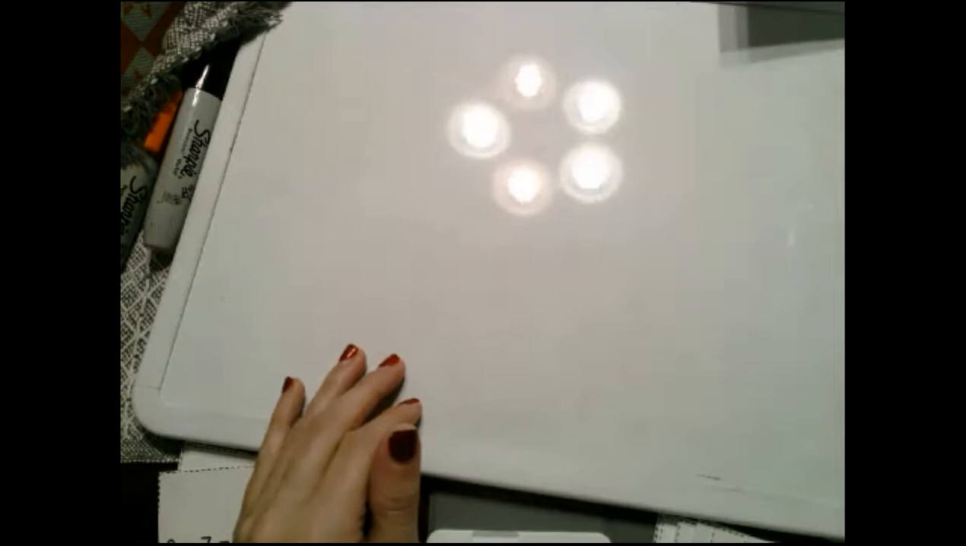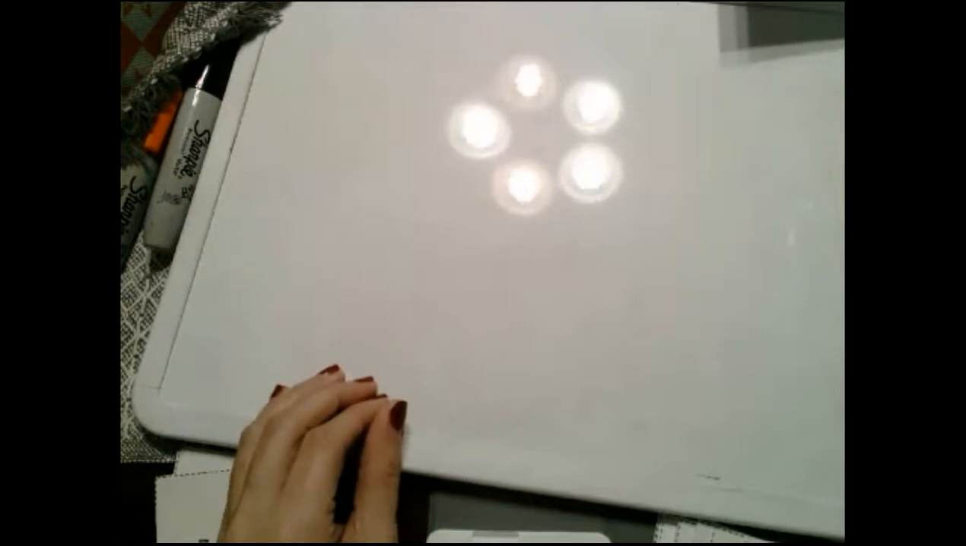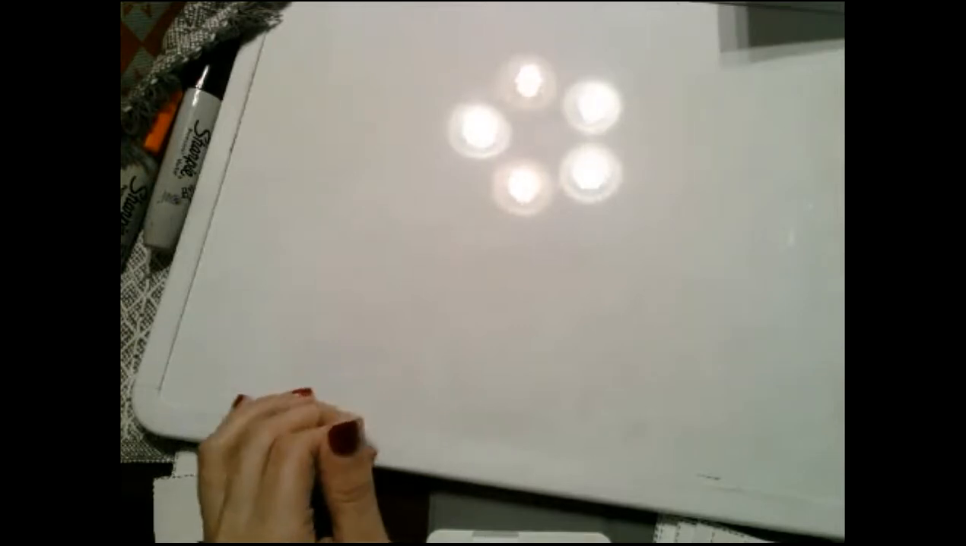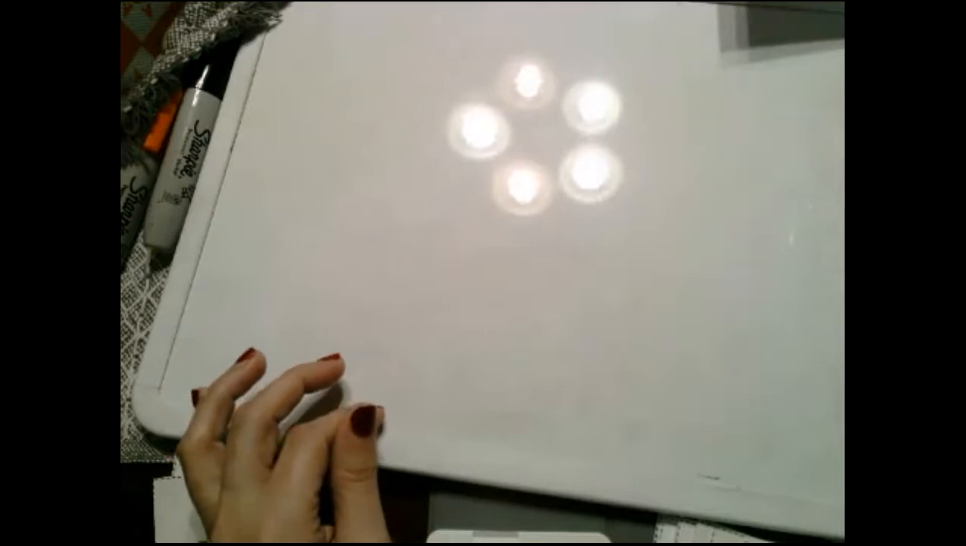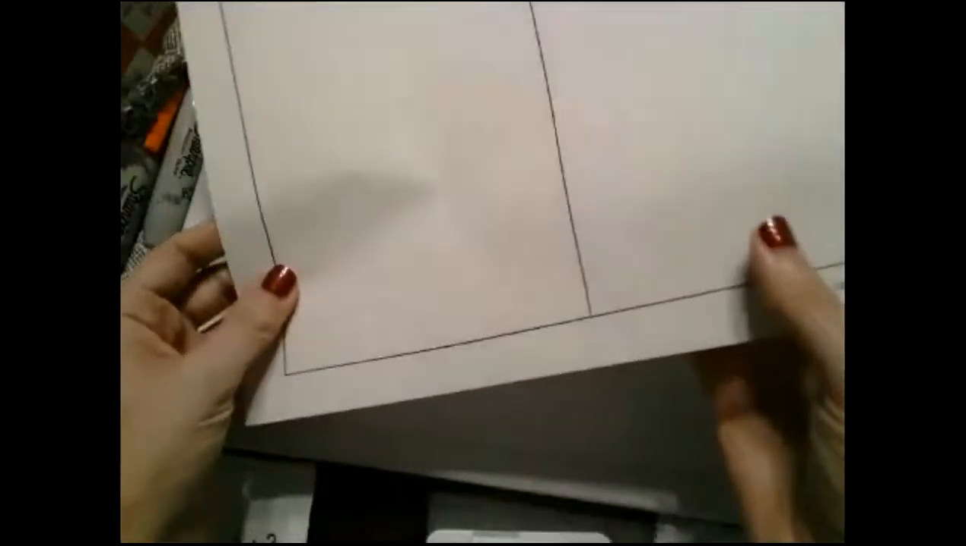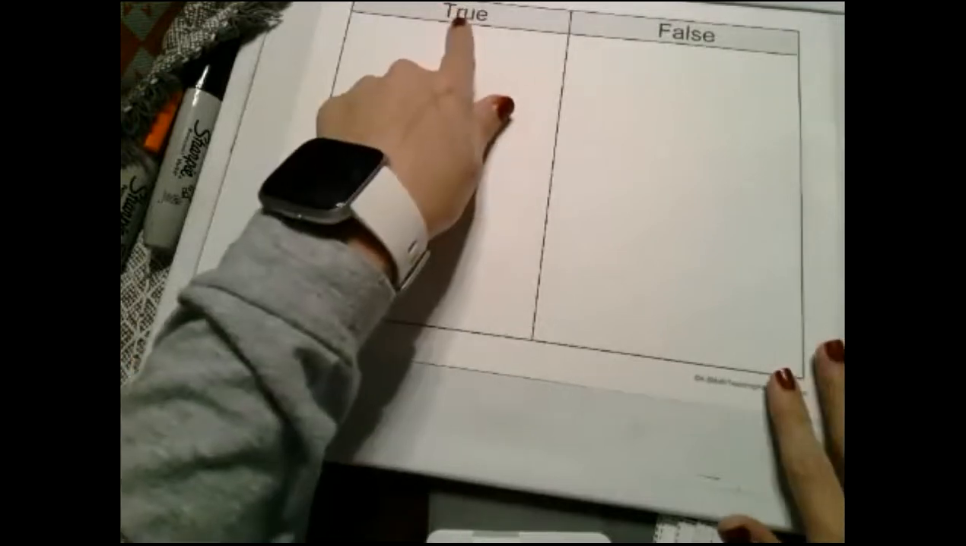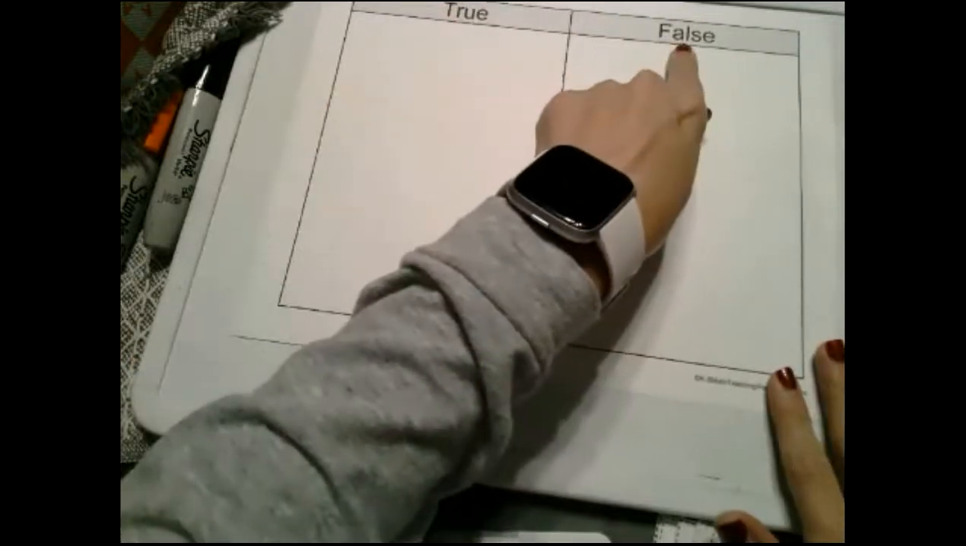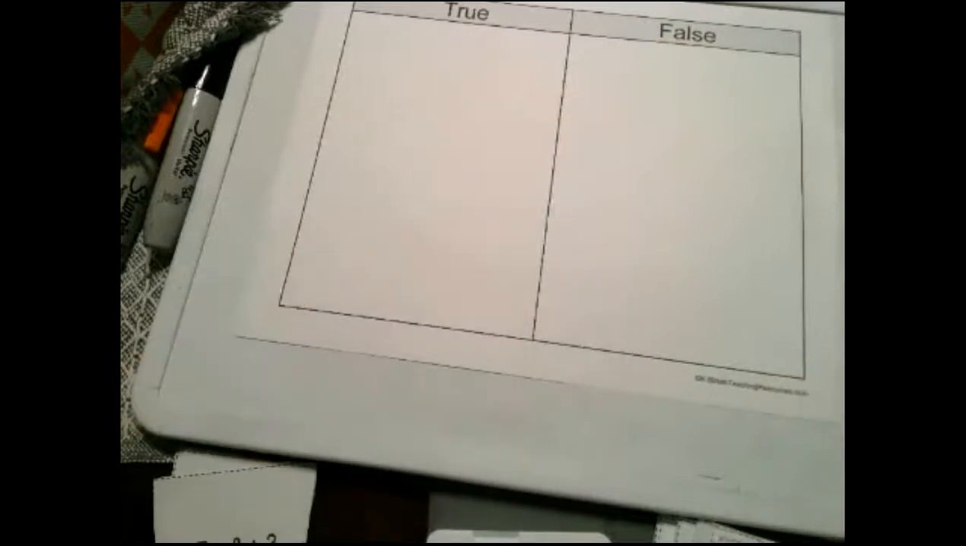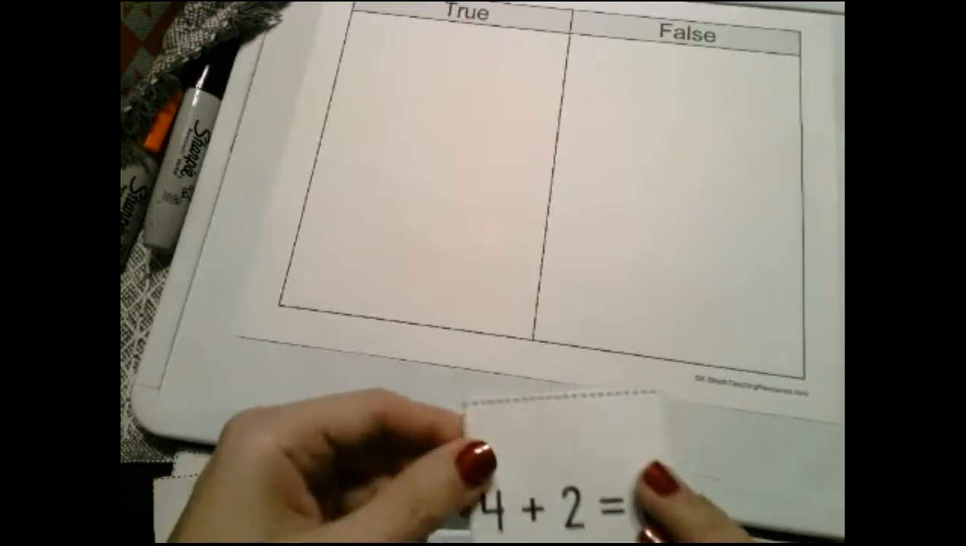So with our lesson today, we have learned how to determine if equations have the same amount or are equal. I have a sort that I want you to help me with today. We have true or false. Using your board or your paper, you can solve these equations and tell me which column I should put them in. Let's start with this one.